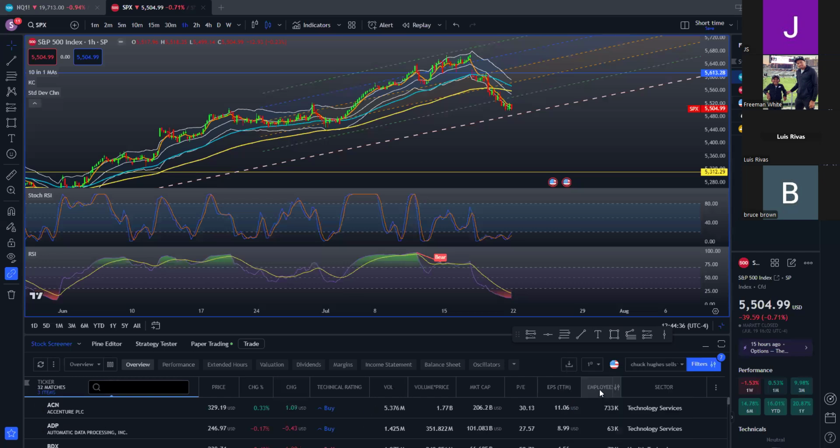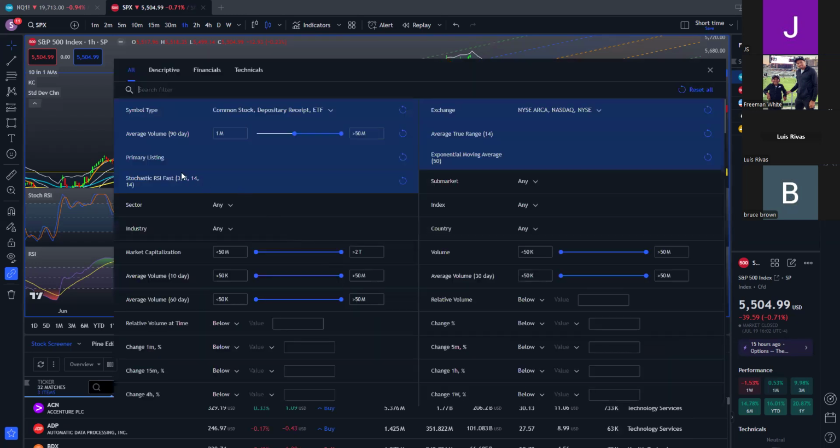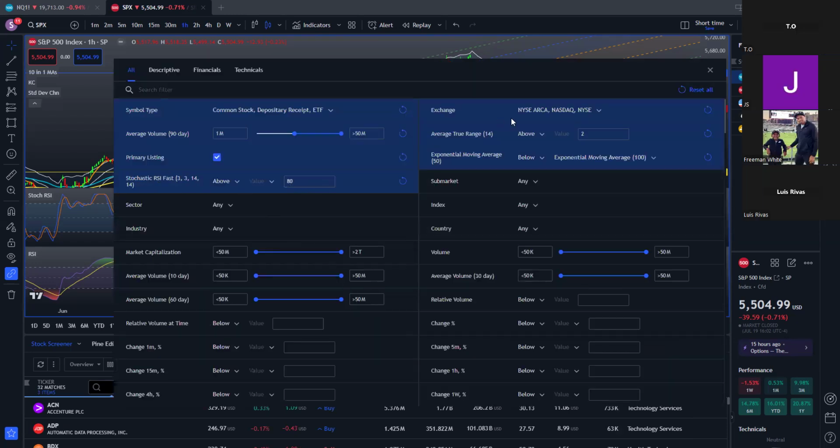My Chuck Hughes cells, right? And there's 32 of those. The filter is stochastic is above the 80, right? And my exponential moving average, the 50 is below the 100. So I thought about it. I said, let me see if I can create the filter for it.